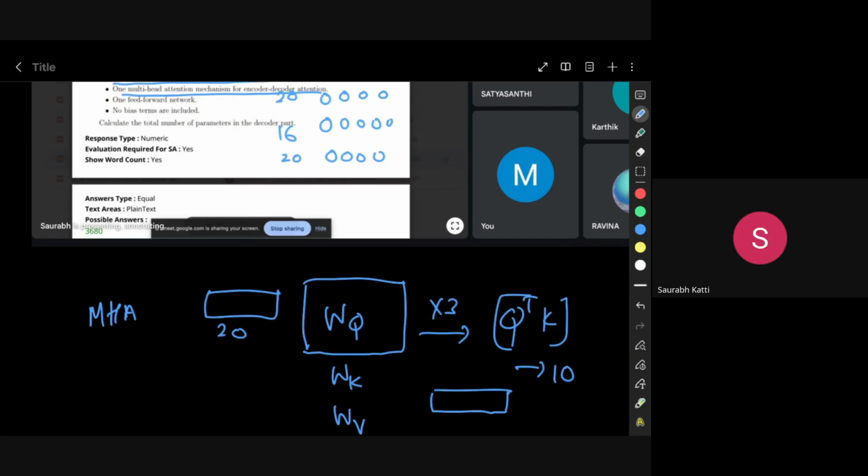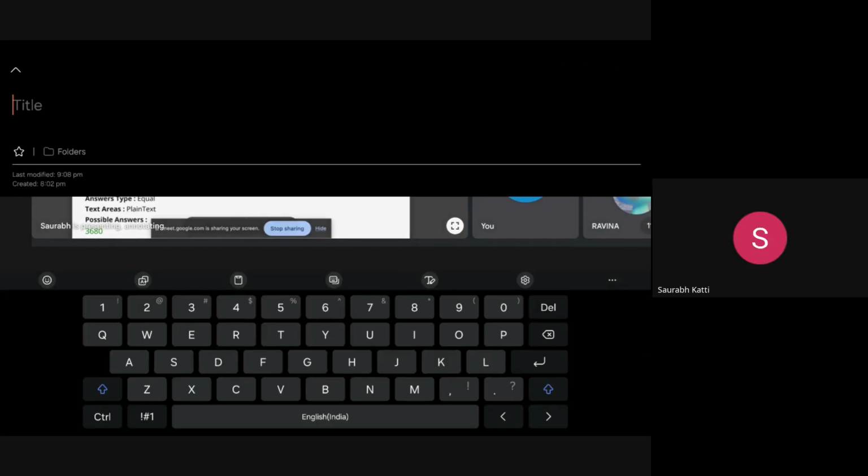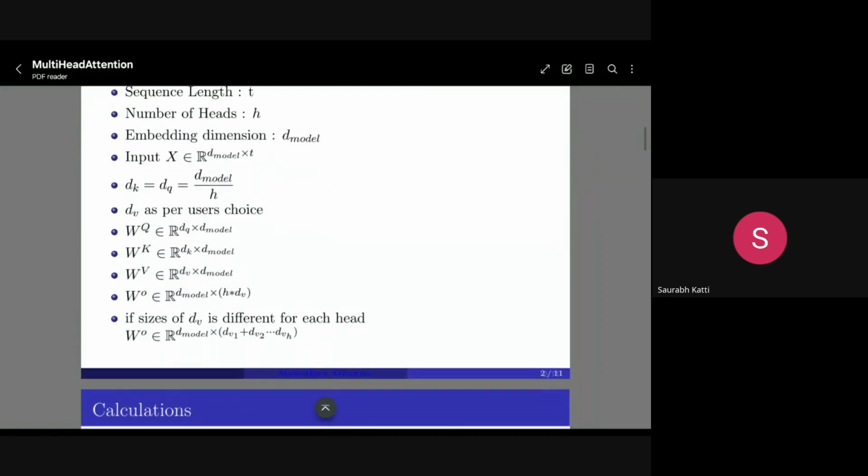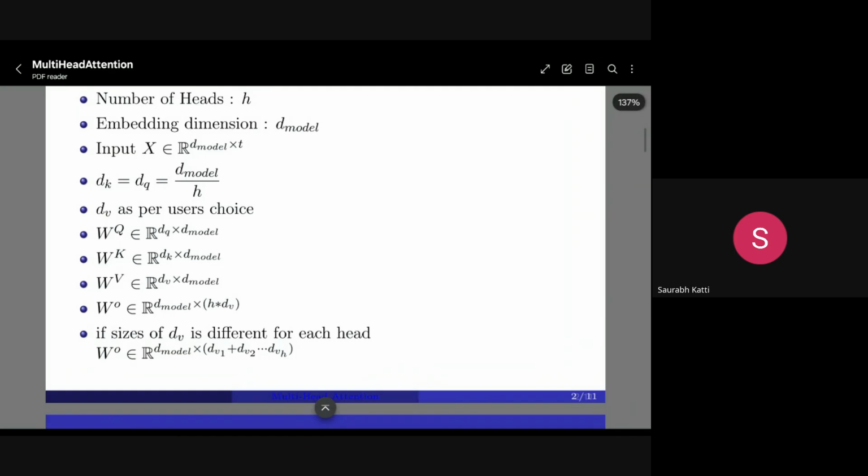So to get Q, how I did it: we have size 10 and 2 heads. So 10 into 2 is 20, and then multiply with the input size. So we get 400. So that is correct, right?